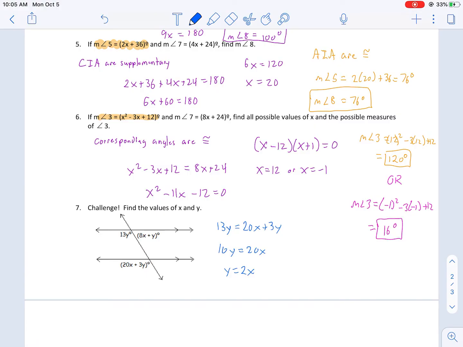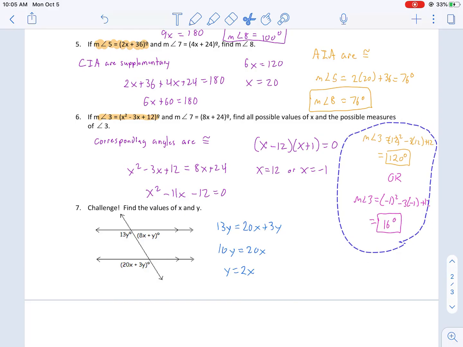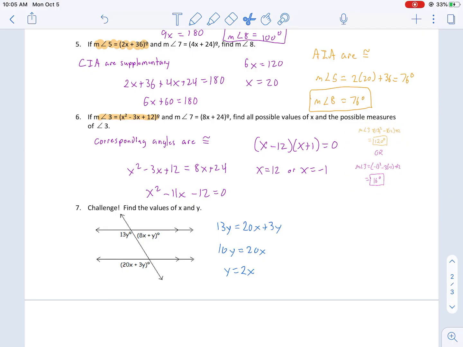So now we know y equals 2x, and what we also know is that these two angles are a linear pair, and so they add up to 180 degrees. So let me shrink this down a little bit here, get it out of the way. So what we can do now is say that 13y plus 8x plus y, adding these together, we know it's going to be 180 degrees.